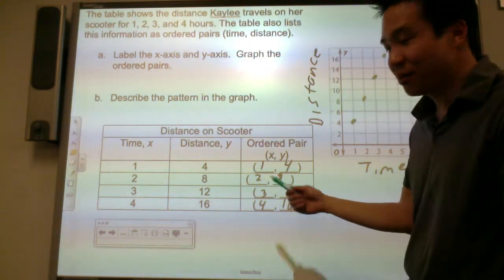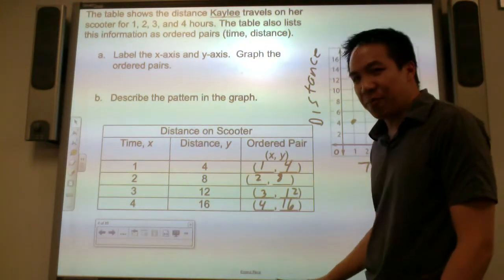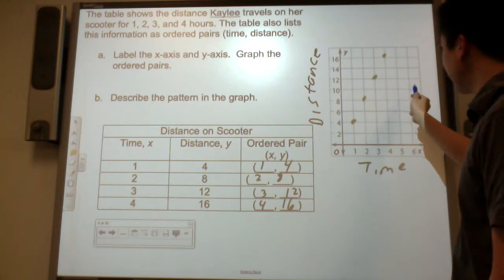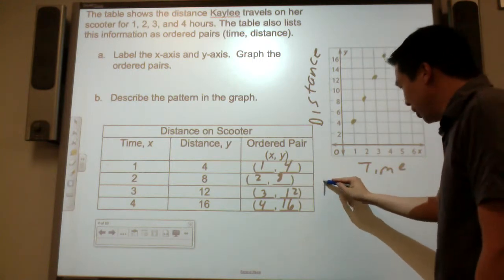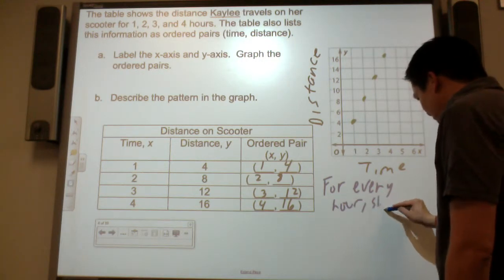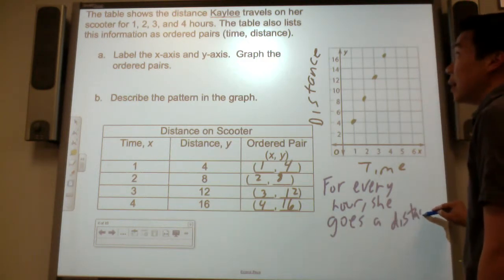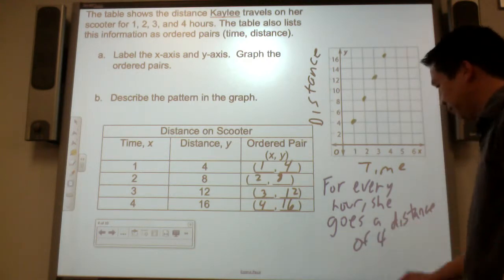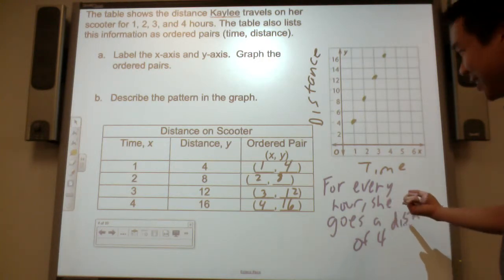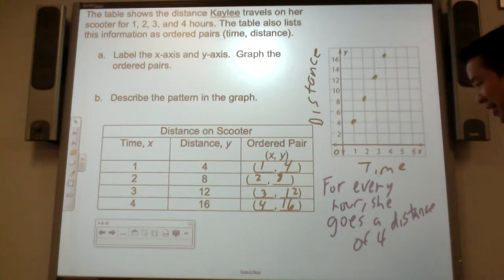So what would 5 hours be? 20. 6 hours would be 24. Ooh, do we see a pattern here? Seems like for every hour, she goes a distance of 4. So for example, for 7 hours she goes a distance of 4 for every hour. That'd be 28. For 12 hours, distance of 4, that'd be 48. A distance of 48.